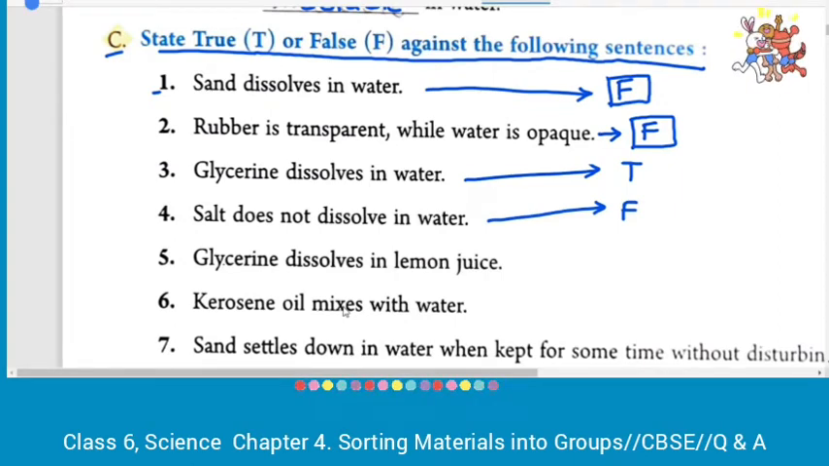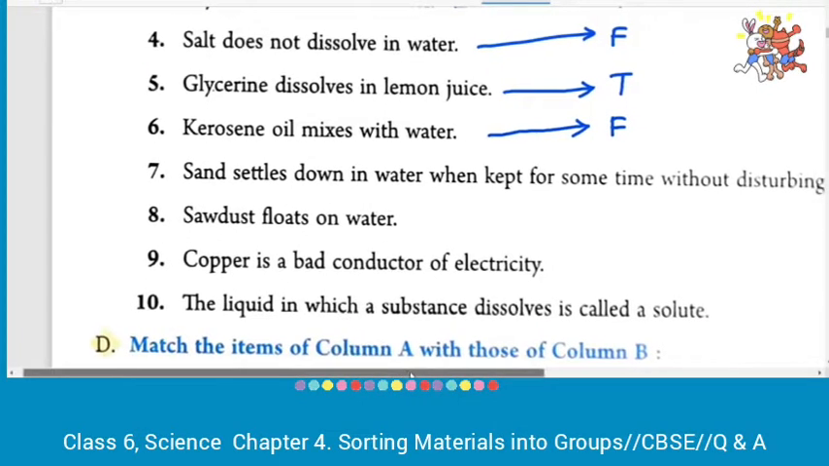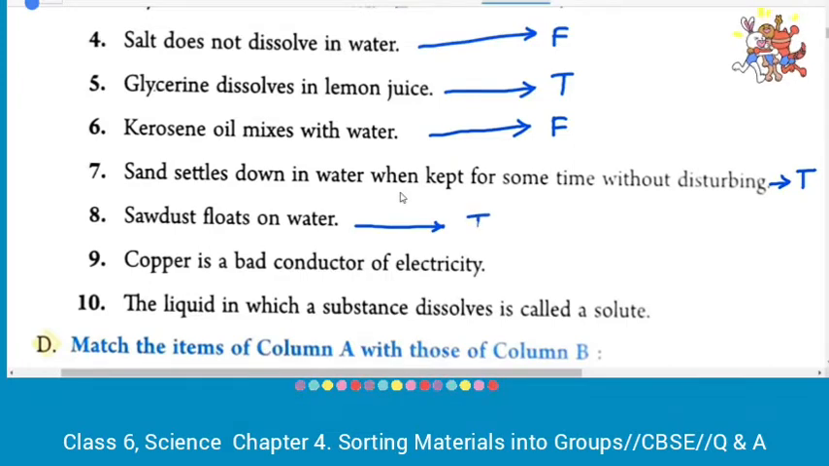Glycerine dissolves in lemon juice. True. Sixth: kerosene oil mixes with water. False. Kerosene oil does not mix with water. Seventh one: sand settles down in water when kept for some time without disturbing. So sand settled down at the bottom. True. Eighth: sawdust floats on water. True.